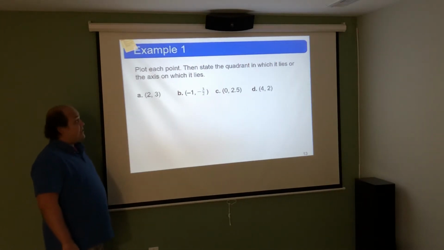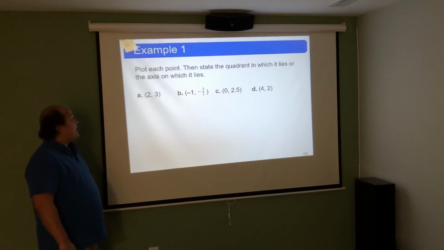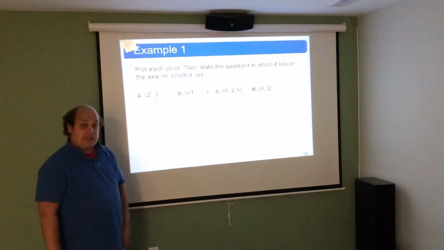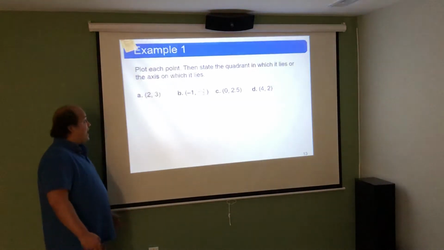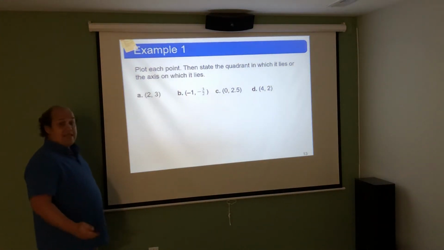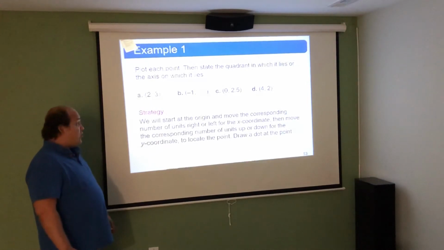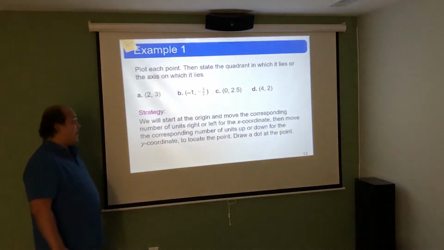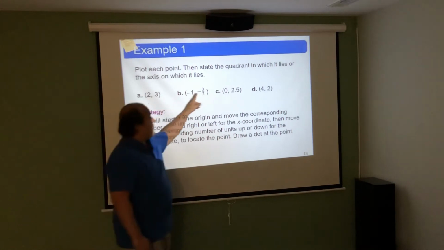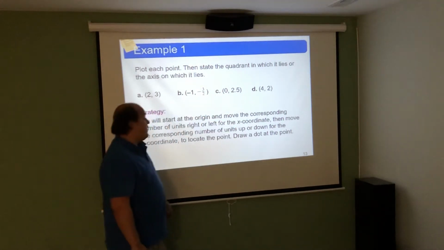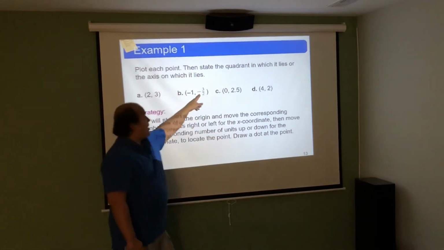Plot each point, then state the quadrant in which it lies or the axis on which it lies. So I'm going to go somewhat quickly through these, but basically in the next few slides it's going to tell you how to get to each of these points. We'll start at the origin and move the corresponding number of units left or right based on the x coordinates. Then we'll move up or down based on the y coordinates.